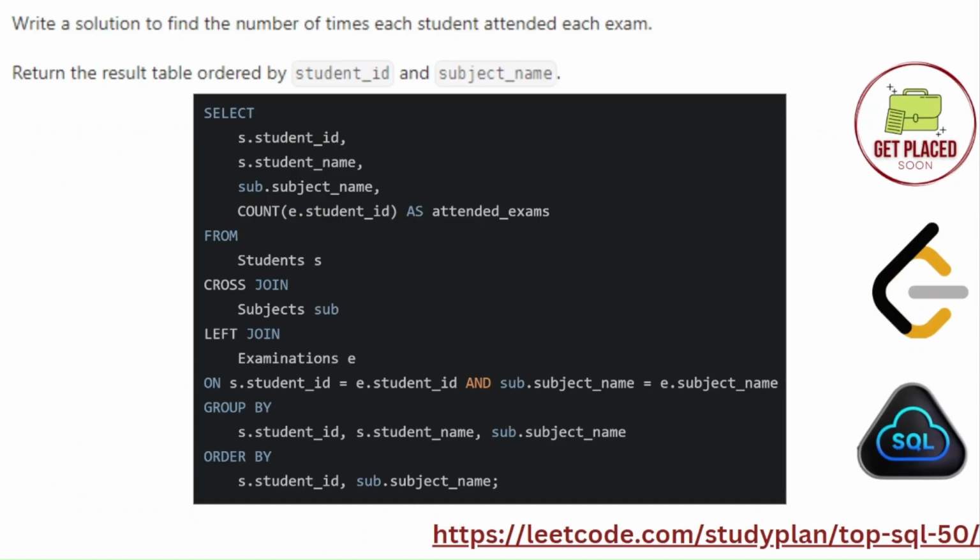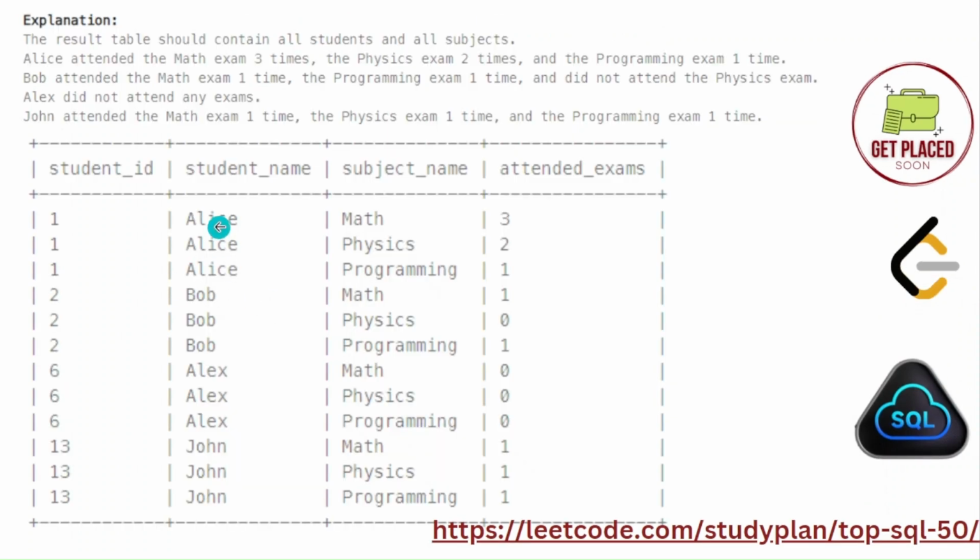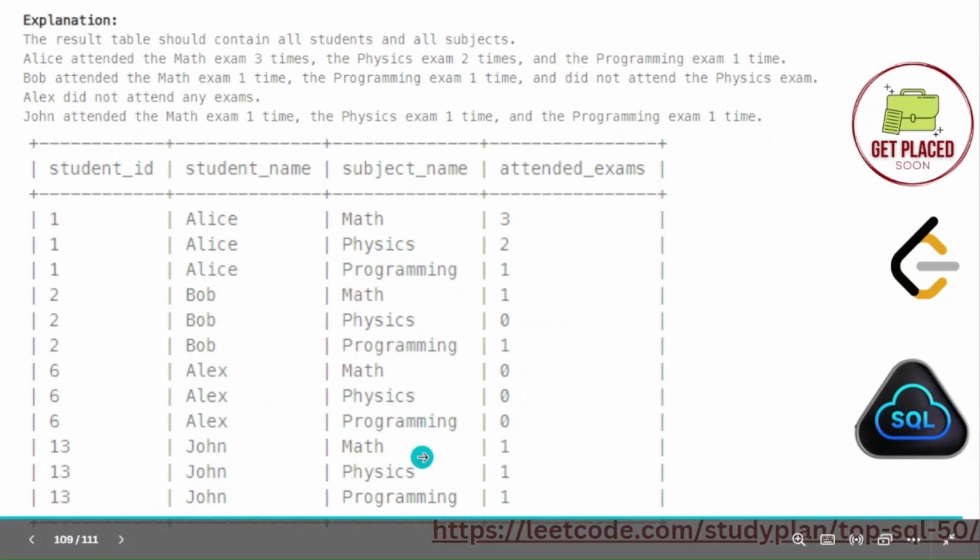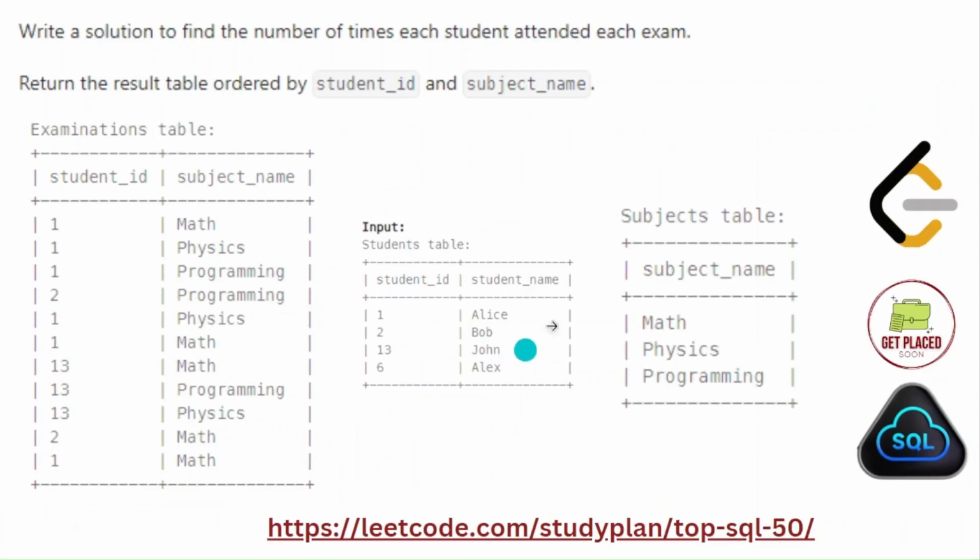So first thing, we need to get a Cartesian product of students and subjects, because here you can see all the students with all the subjects. Alice with 3 subjects, Bob with 3 subjects, Alex with 3 subjects, John with 3 subjects. So we need to get the Cartesian product of these 2 tables, students table and subject tables, because subjects are present here and student details are present here. So we will do Cartesian product for these 2.